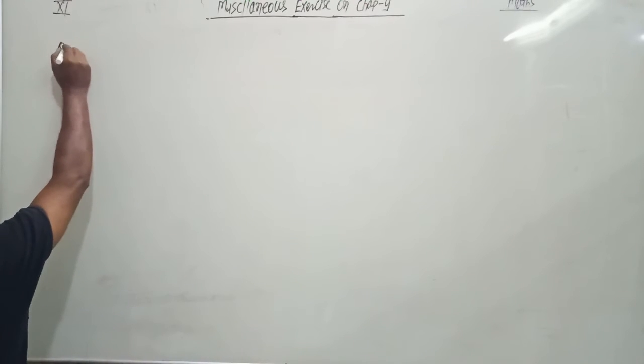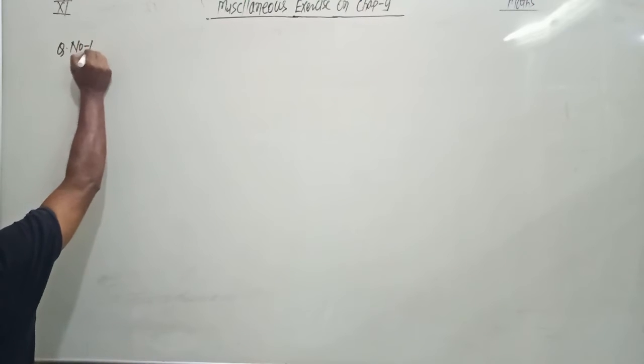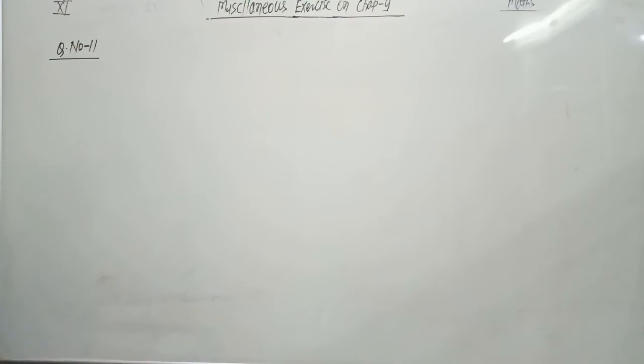Next, question number 11. A GP consists of an even number of terms. If the sum of all the terms is 5 times the sum of the terms occupying odd places, then find the common ratio.